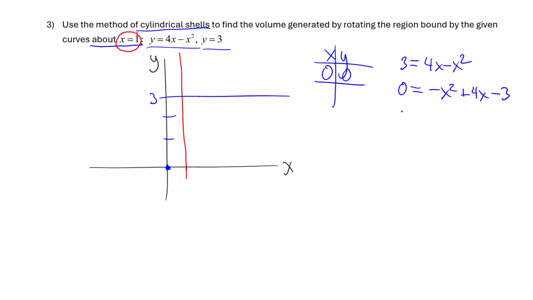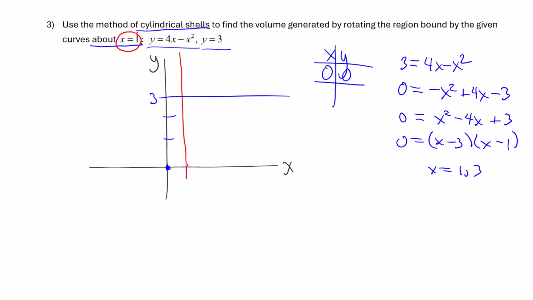It's easier to factor when it's positive, so just multiply everything by a negative. The 0 makes that pretty easy. That would just change all of the signs to be x squared minus 4x plus 3. And if we just try a little factoring there, this would be x minus 3 and x minus 1, which means when x is 1 or 3, we have these intersecting.